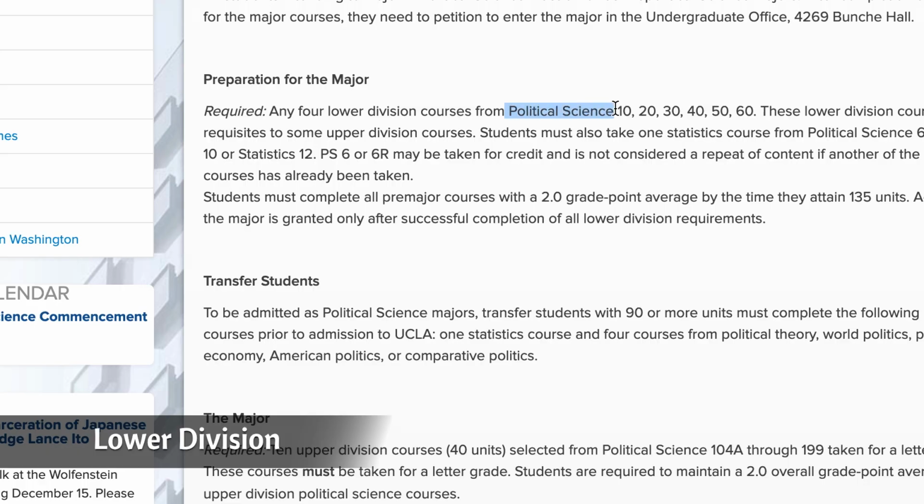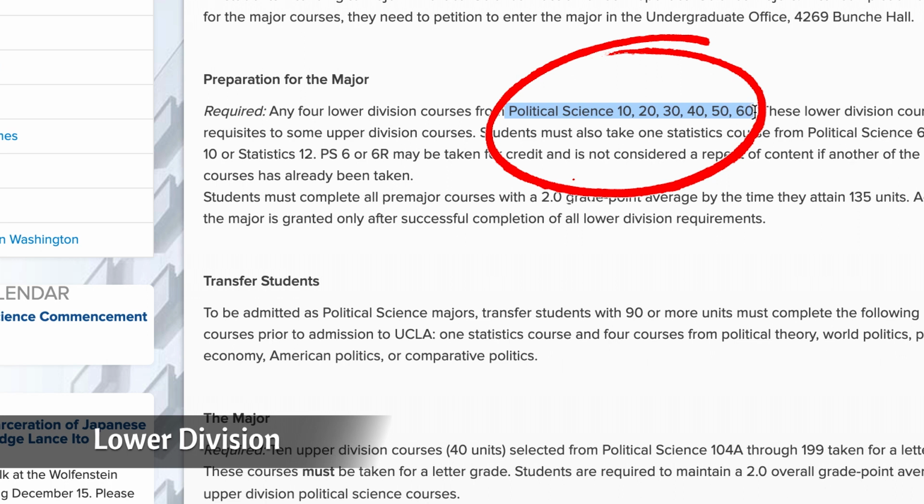And here we have the prereqs: poli-sci 10, 20, 30, 40, 50, 60. Which one of these did you take when you were studying? Yeah, so it's a pretty light prerequisite overall. There's 6 different classes you can choose from, and each of them is meant to give you a perspective of what that concentration will be like.